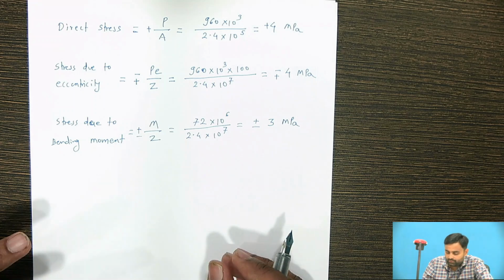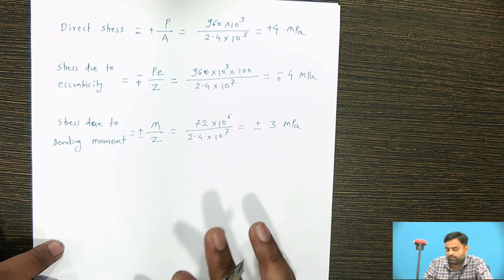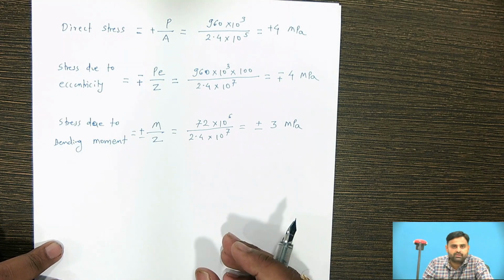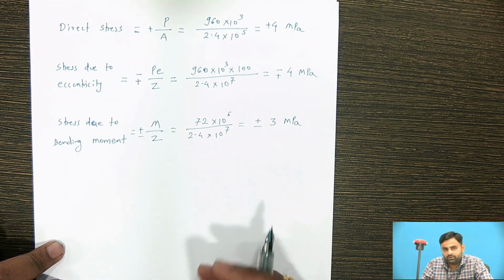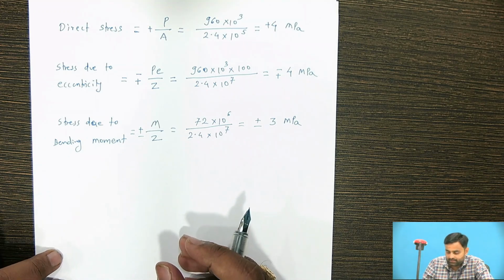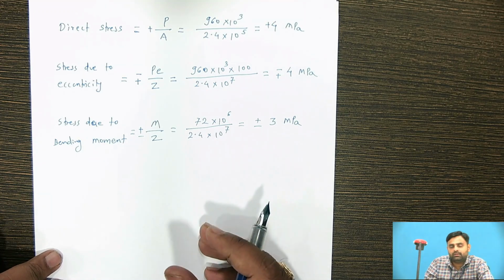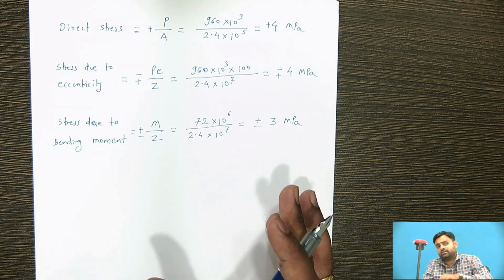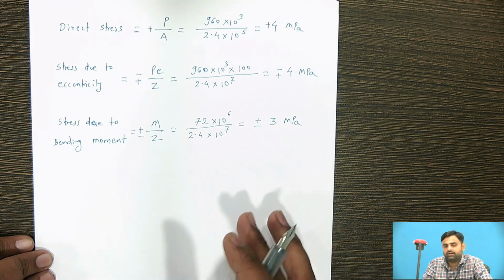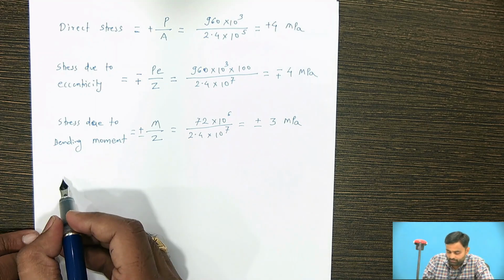Now we have the value of all the stresses. We know the value of direct stress, that is P by A. We know the value of stress due to eccentricity, that is PE by Z, and we know the value of stress due to bending moment, that is M by Z. Now it is time to calculate the final resultant stresses at the topmost fiber and at the bottom fiber.